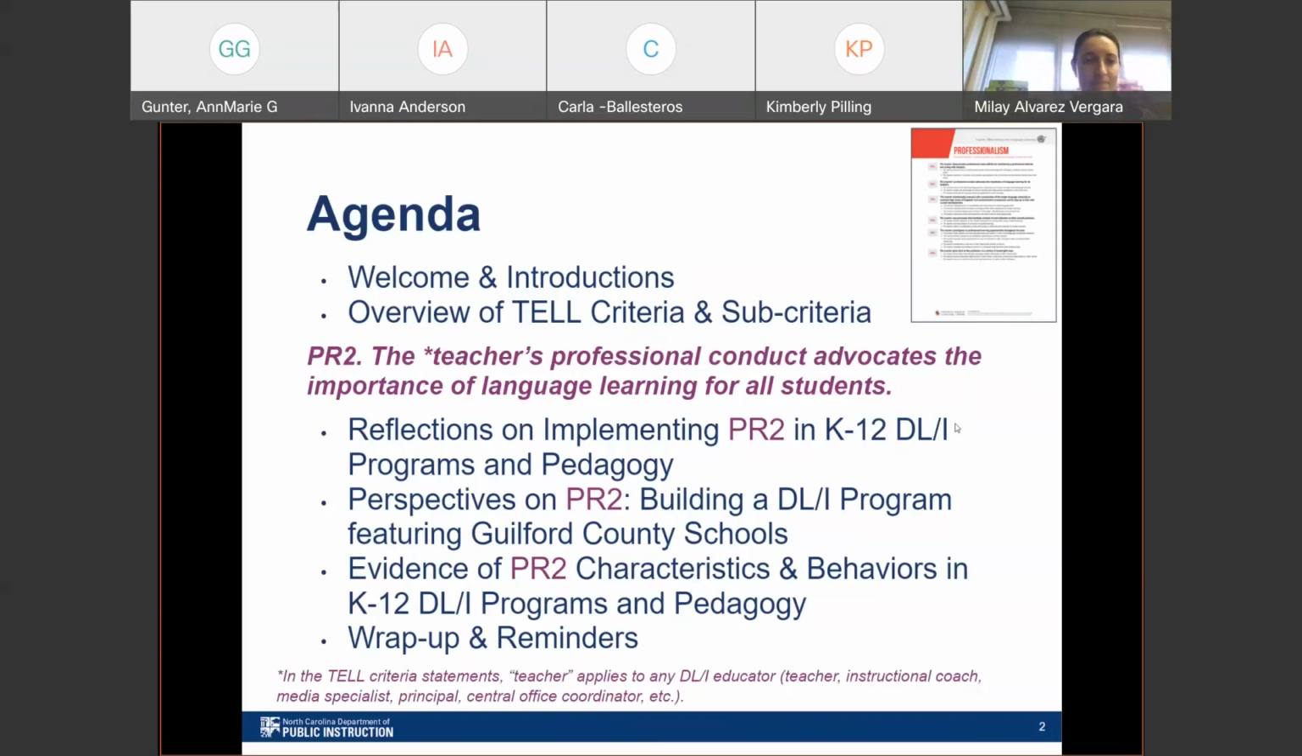Great, thank you. Well, that's everyone who's going to be sharing with you today. And as I said, they're all from Guilford County Schools and going to talk to you about their program and how they've built their DLI program within their schools and even across the district. At the end, we'll look at evidence of PR2 characteristics and behaviors in K-12 DLI programs and specifically in pedagogy. We're going to be using Jamboard for that, so I hope that that's a tool that you'll enjoy. And then we'll end with some wrap up and reminders to send us on our way today.